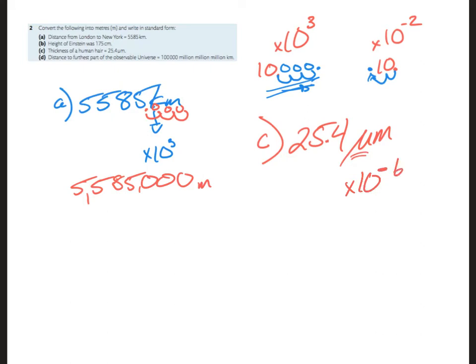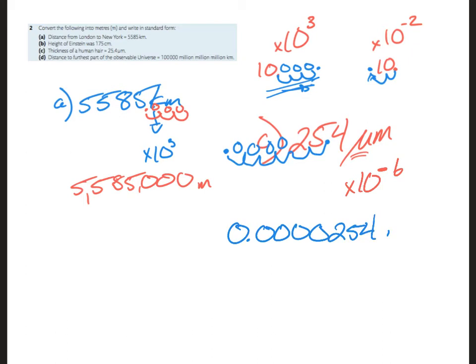So what we need to do here is we need to move our decimal spot to the left 6 positions. 1, 2, 3, 4, 5, 6. And there's our decimal spot. So we can rewrite this as 0.0000254 meters.